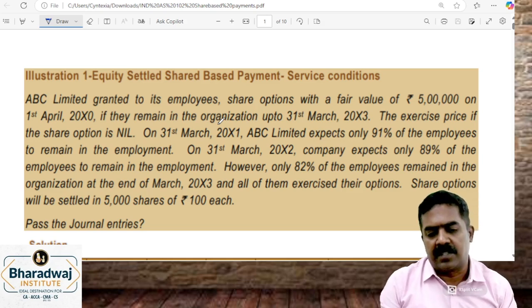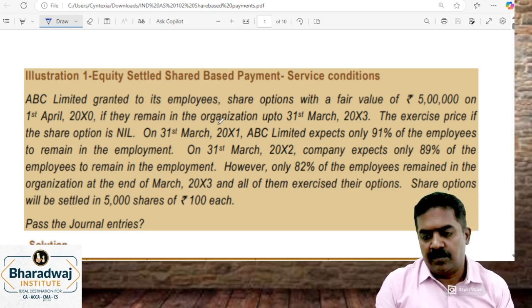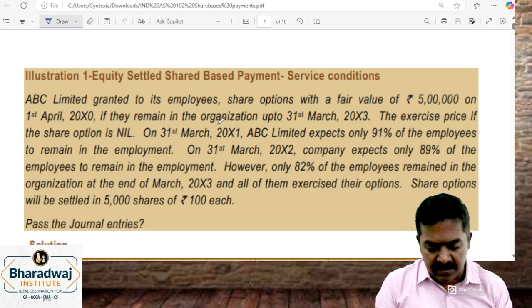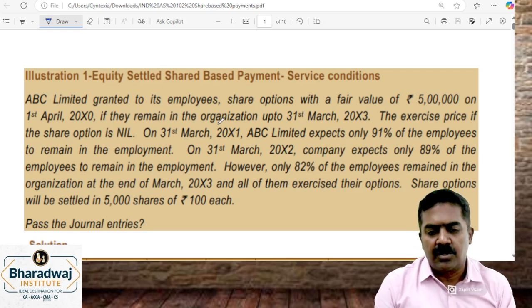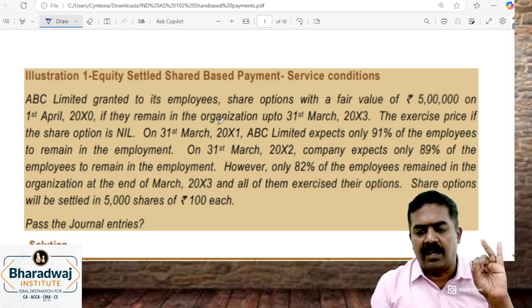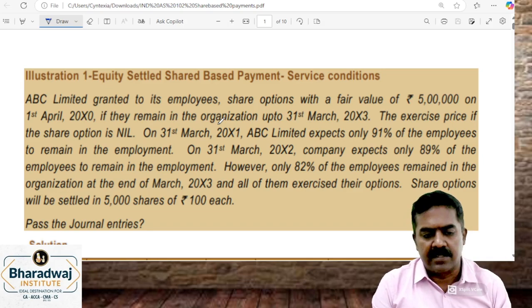How many options are granted? No, we are given the fair value itself. What is the fair value of the option given? 5 lakhs on 1st April 2020, or whatever. If they remain in the company up to 31st March 2023, okay. So how many years is the vesting period? Exactly 3 years.